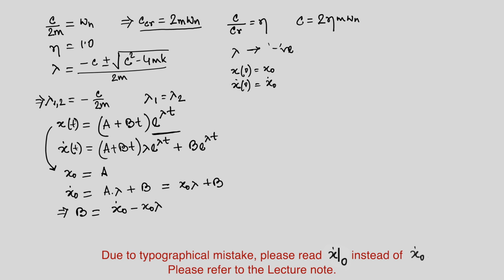So, we can write down the solution x of t in terms of initial condition as x naught plus (x naught dot minus lambda x naught) times t, e to the power lambda t. So, that is the solution for critically damped system.